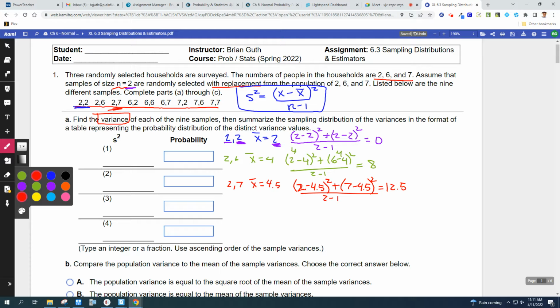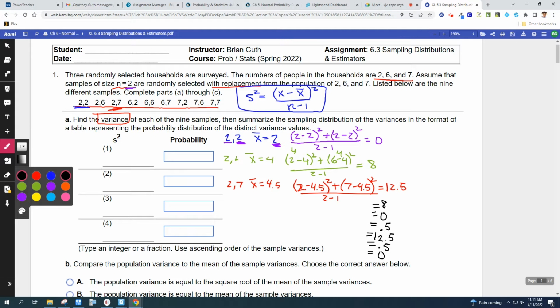So we do this. I'm not going to go through and do the calculations all 9 times, but we're going to do that, and we're going to get the numbers. We're going to get another 8. We're going to get another 0. We're going to get a 0.5 and a 12.5 and a 0.5 and a 0. So 1, 2, 3, 4, 5, 6, 7, 8, 9. We're going to get 9 values there, and you're going to notice that some of them match up.